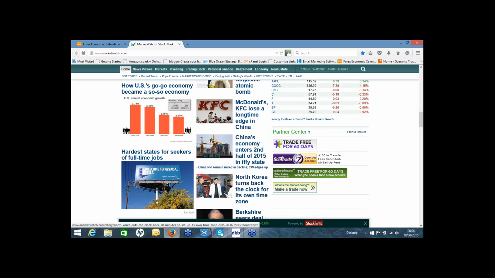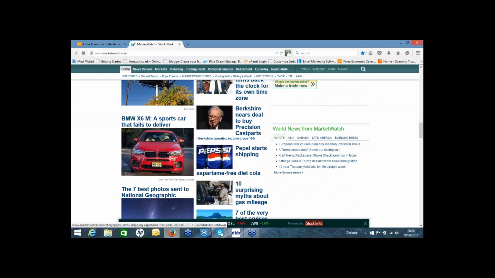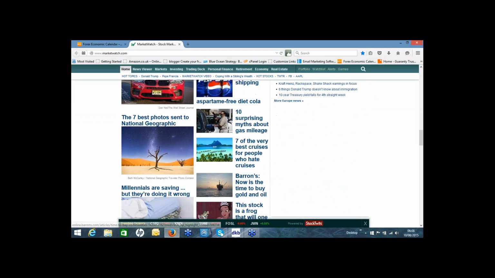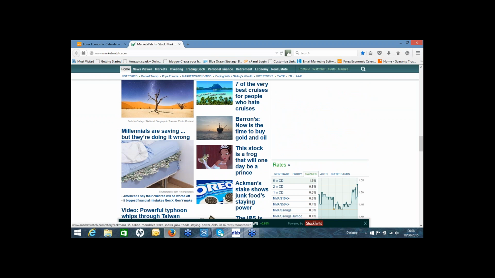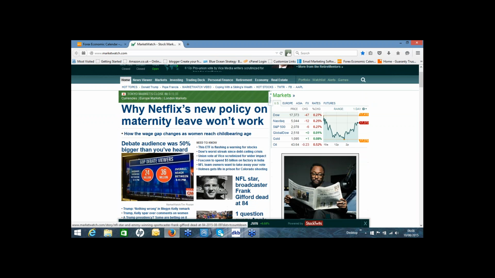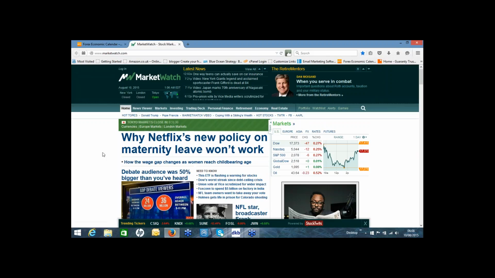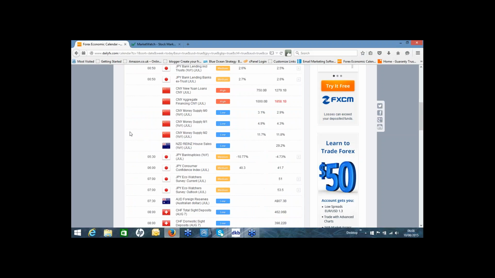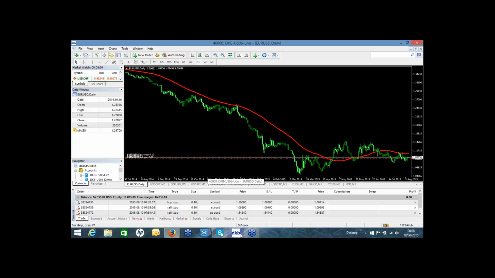But from a currency trading point of view, there's really nothing major going on at the moment. Obviously, as you know, with news, things can change, so you keep an eye on that. Okay, so no real major news to concern us at the moment, and no major reports today to concern us. So we can just go ahead and trade the markets.